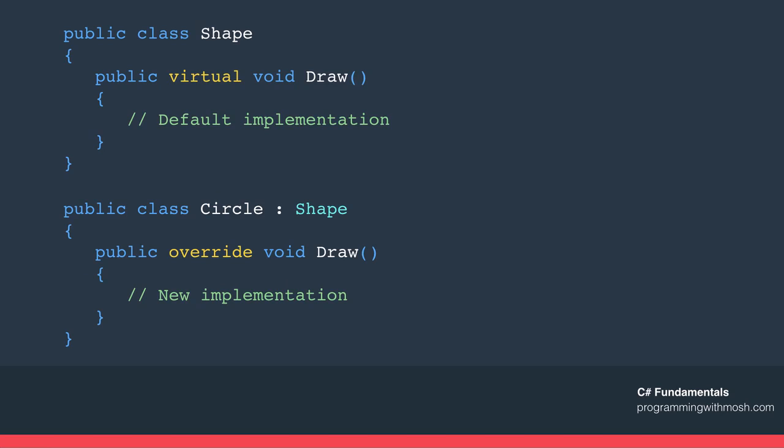So all we do here is we decorate the draw method in the base class with a virtual keyword, and that gives us the ability to change that implementation in a derived class. And to do that, we use the override keyword in the derived class. Note that you don't necessarily have to override or change that implementation, but if you want, you can do so by applying the override to that draw method in the derived class. If you don't override that method, the default implementation defined in the base class will be inherited.